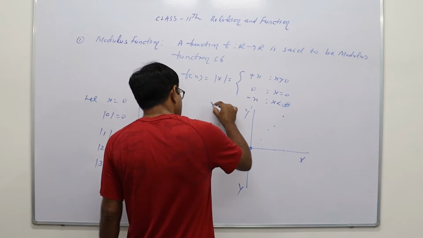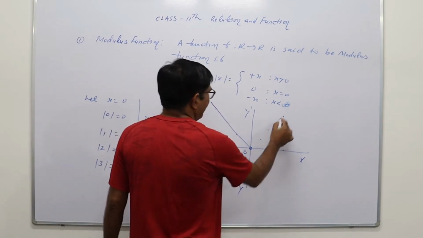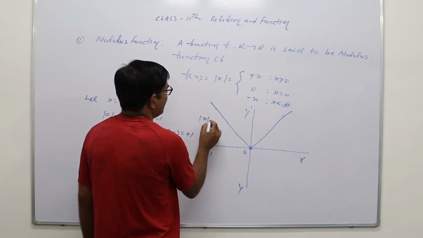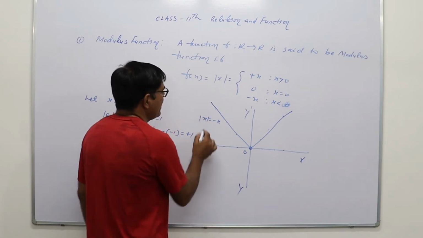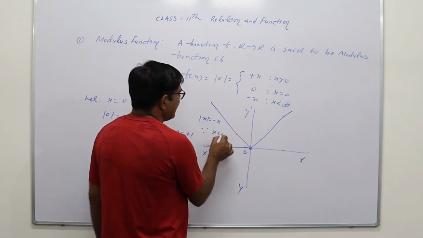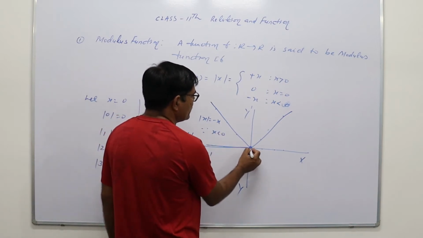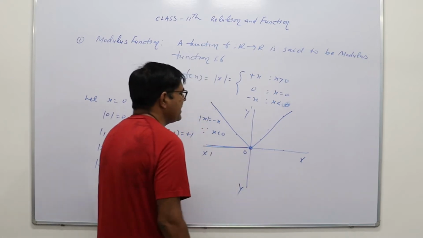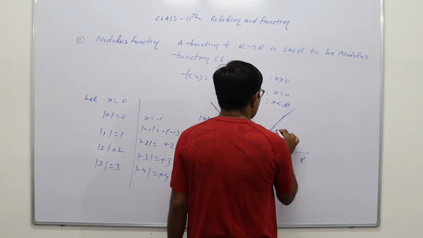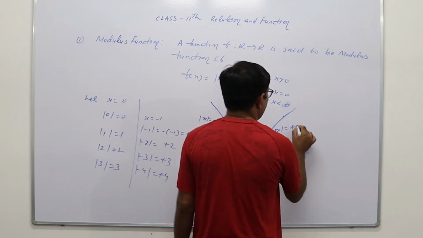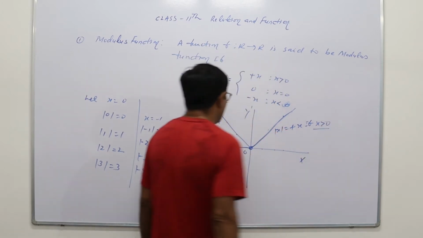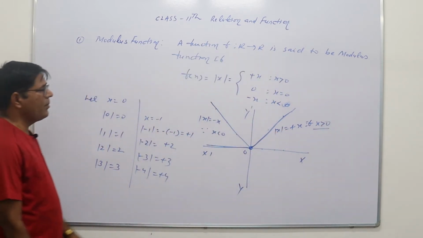If we join these points with freehand, then this will be mod of x is equal to minus of x, because here x is less than 0. At x is equal to 0, y is also 0. So this is the turning point, and this graph is mod of x is equal to plus of x if x is greater than 0. So this is the graph of the modulus function.